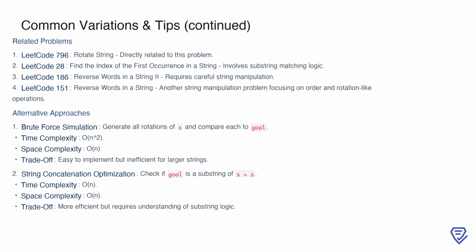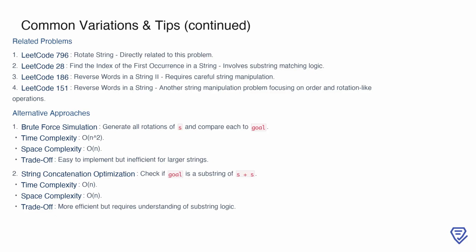Now, let's consider alternative approaches to solving rotate string. One approach is brute force simulation, where you generate all possible rotations of s and compare each to goal. While this method is easy to understand and implement, it has a time complexity of O(n²) and uses O(n) space, making it impractical for larger inputs.